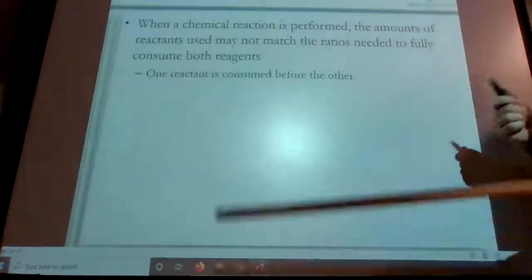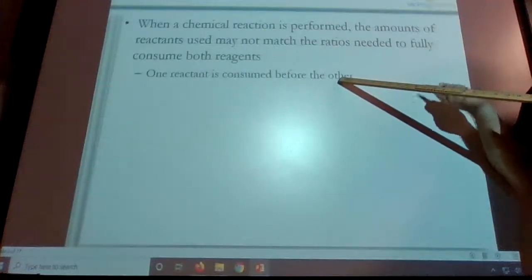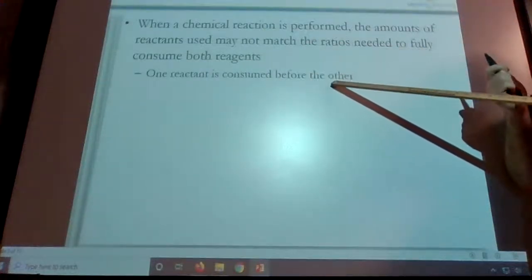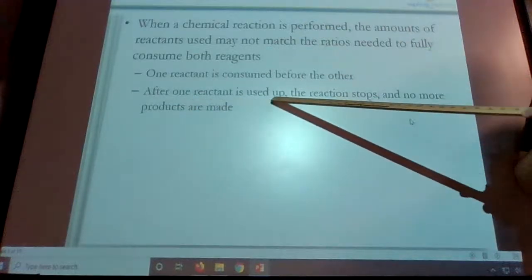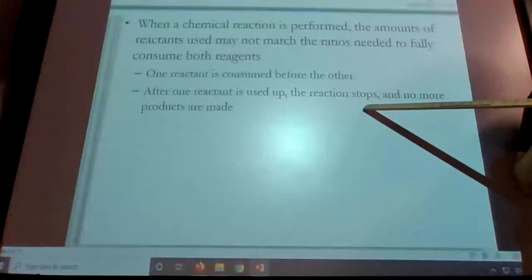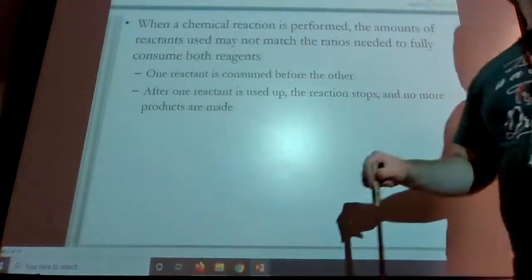So one reactant is consumed before the other. Something's always going to run out first. What's going to run out is going to be the important part. I need to be able to figure that out. After one reactant is used up, the reaction stops, and that's important. If I need both of those chemicals to make my reaction happen, as soon as one of them runs out and it's done, I'm done with my reaction. In the same way, I need fuel and oxygen to burn a fire, right?